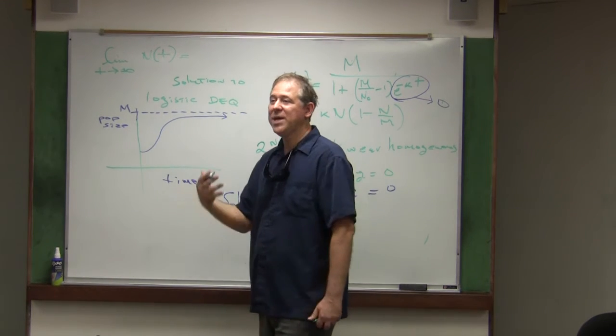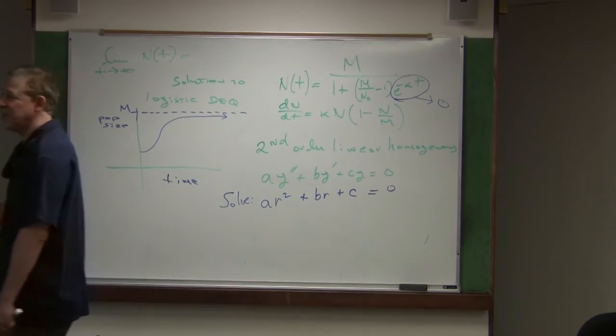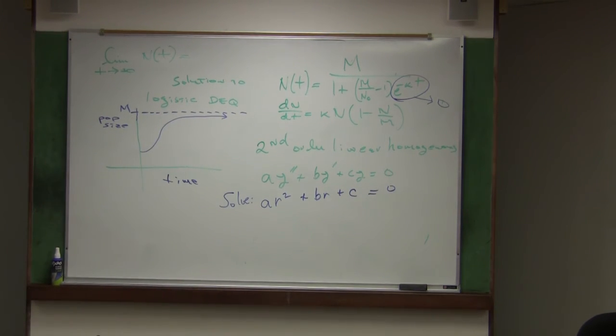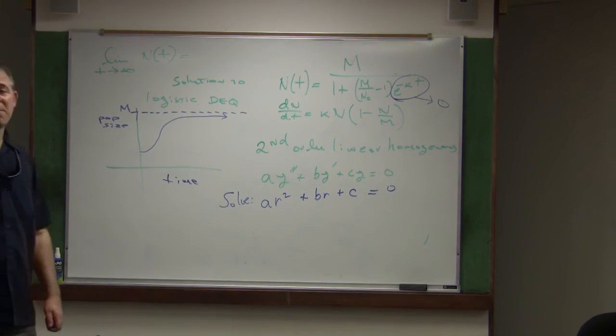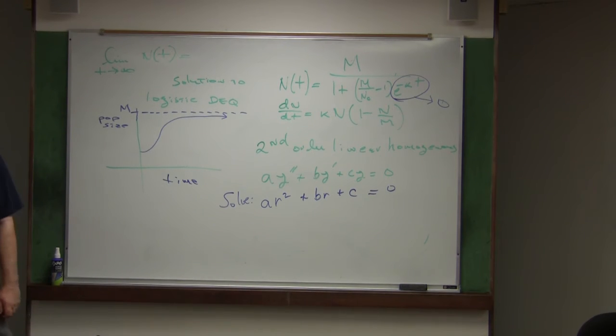There are going to be 3 cases. What are the 3 things that can happen when you use the quadratic formula on ar² + br + c? You have 2, 1, or no real solutions. Well, in the last case you have an imaginary solution plus its conjugate.